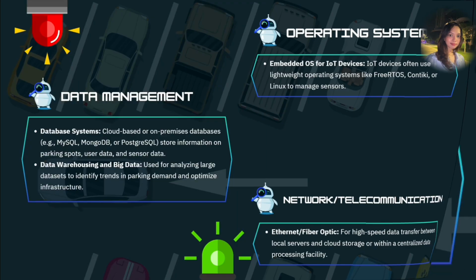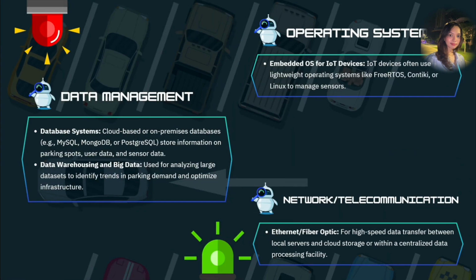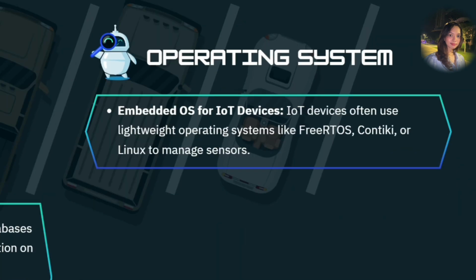Next is data management. Database systems, such as cloud-based or on-premises databases, store information on parking spots, user data, and sensor data. And we will see data warehousing and big data, used for analyzing large data sets to identify trends in parking demand or optimize infrastructure. Next is the operating system, an embedded OS for IoT devices. IoT devices often use lightweight operating systems like FreeRTOS, Contiki, or Linux to manage the sensors.